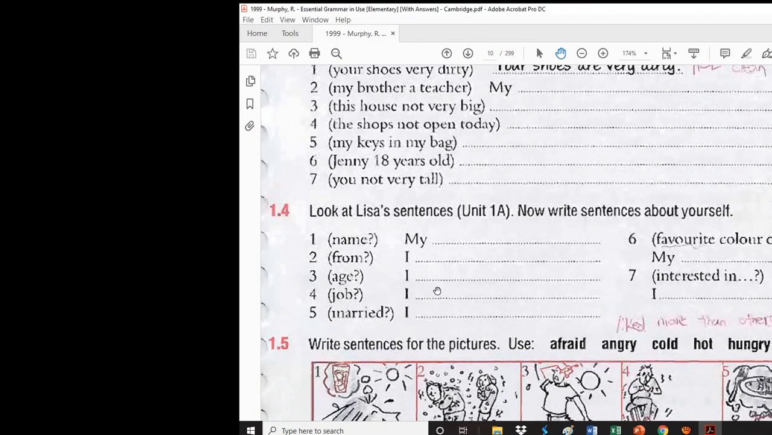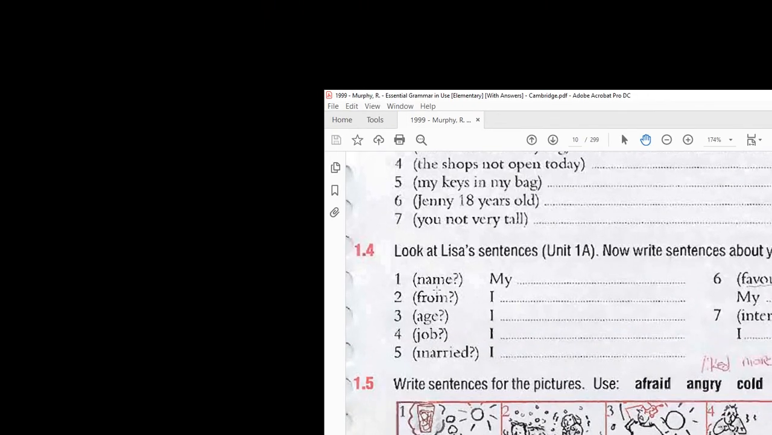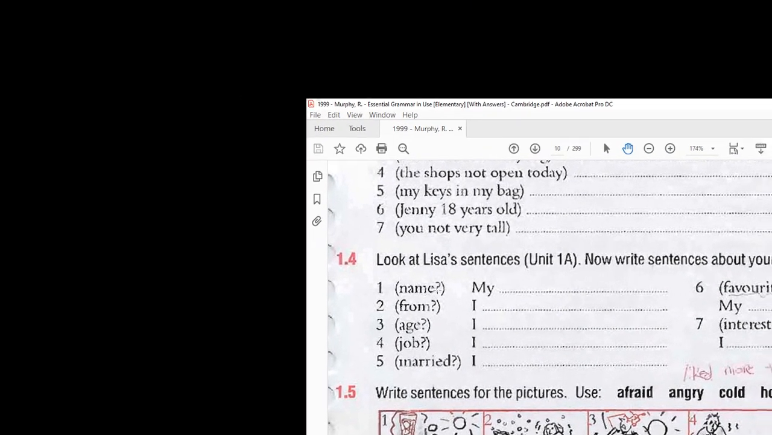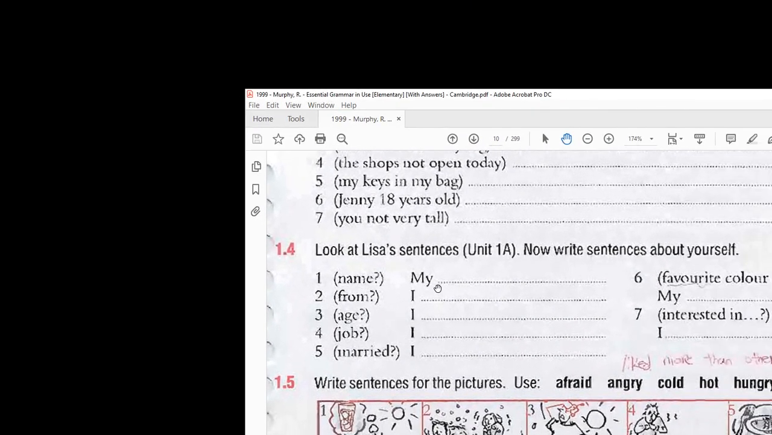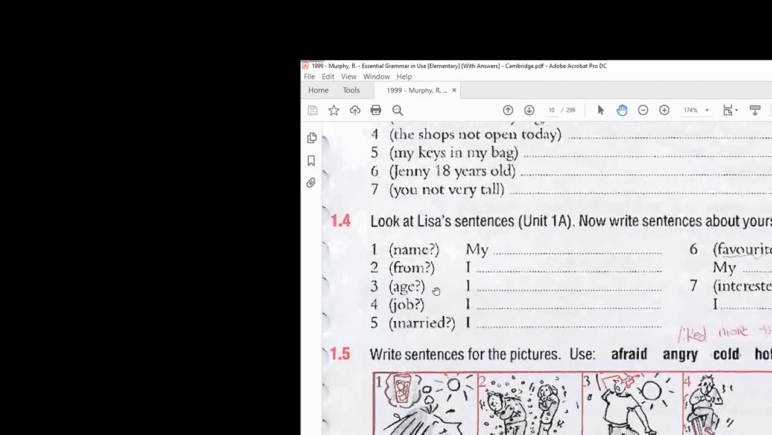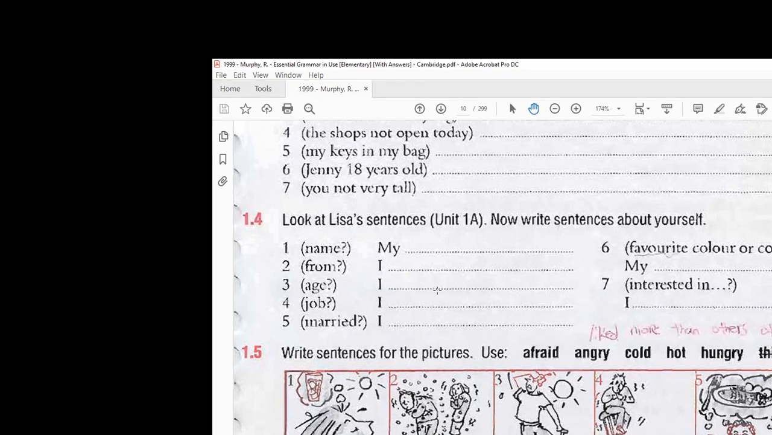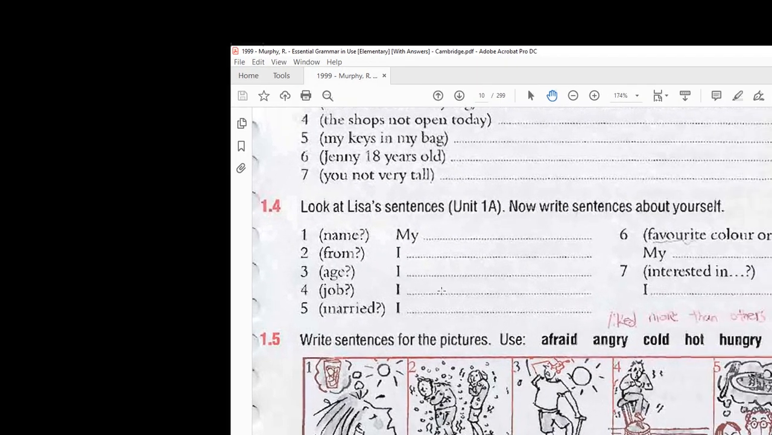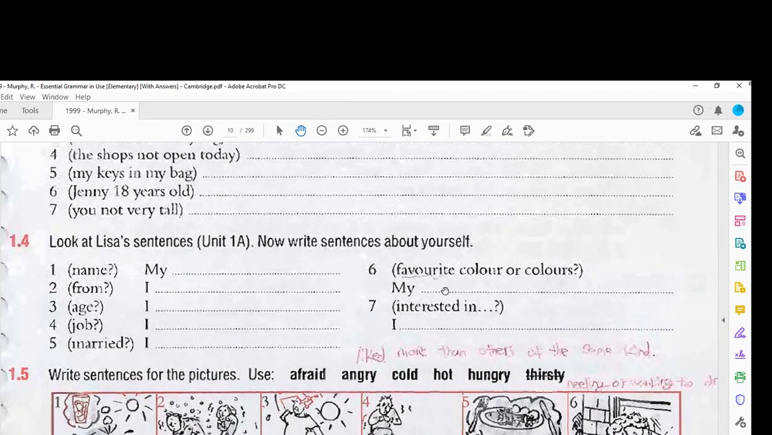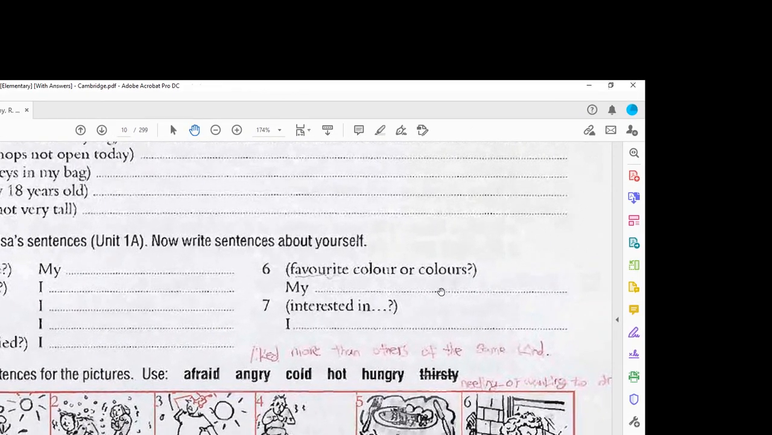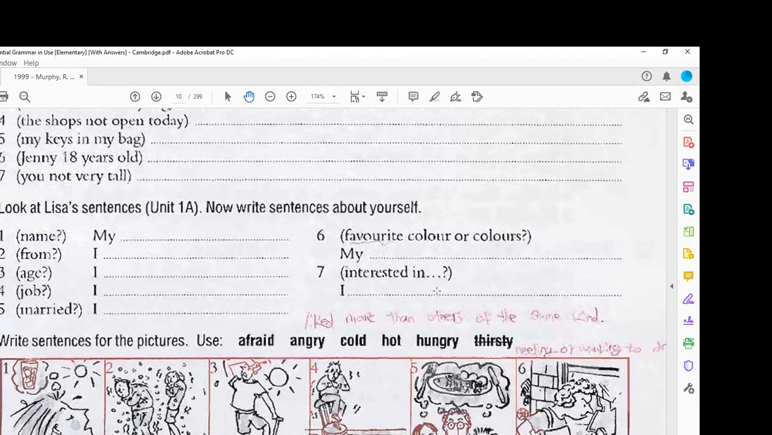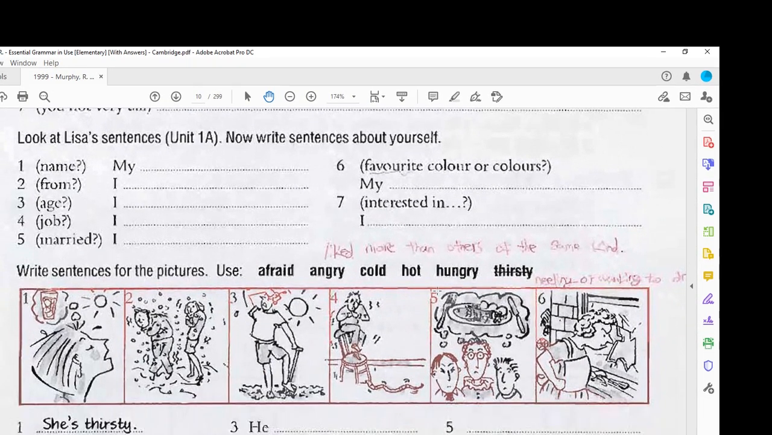Okay, and then look at Lisa's sentences. There is, in parentheses, name: my name. From: I am from. Age: I am 31 years old. Job: I am an English teacher. I am married, or I am not married. My favorite color is, or my favorite colors are, depending on what you want. Okay, I am interested in. All right, and well, here we are.